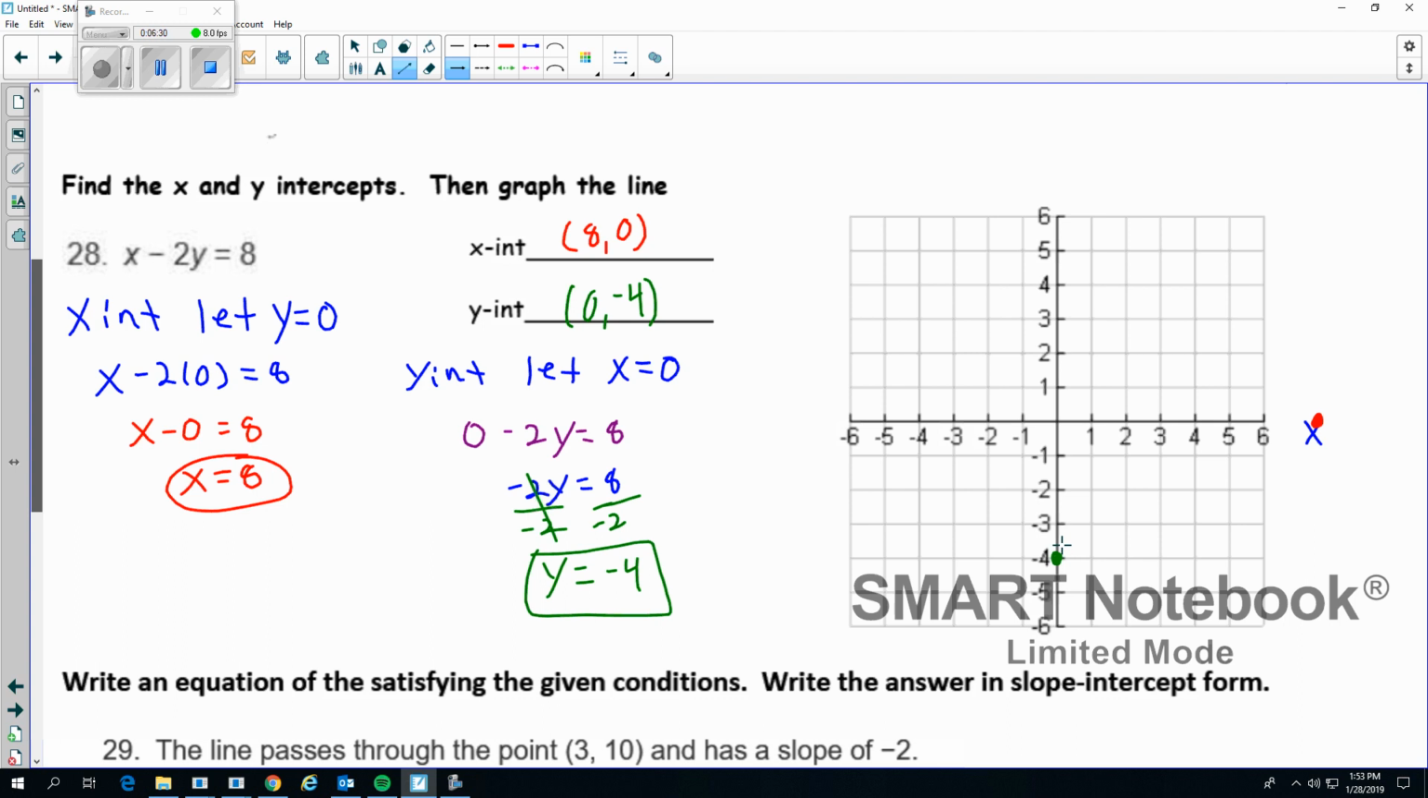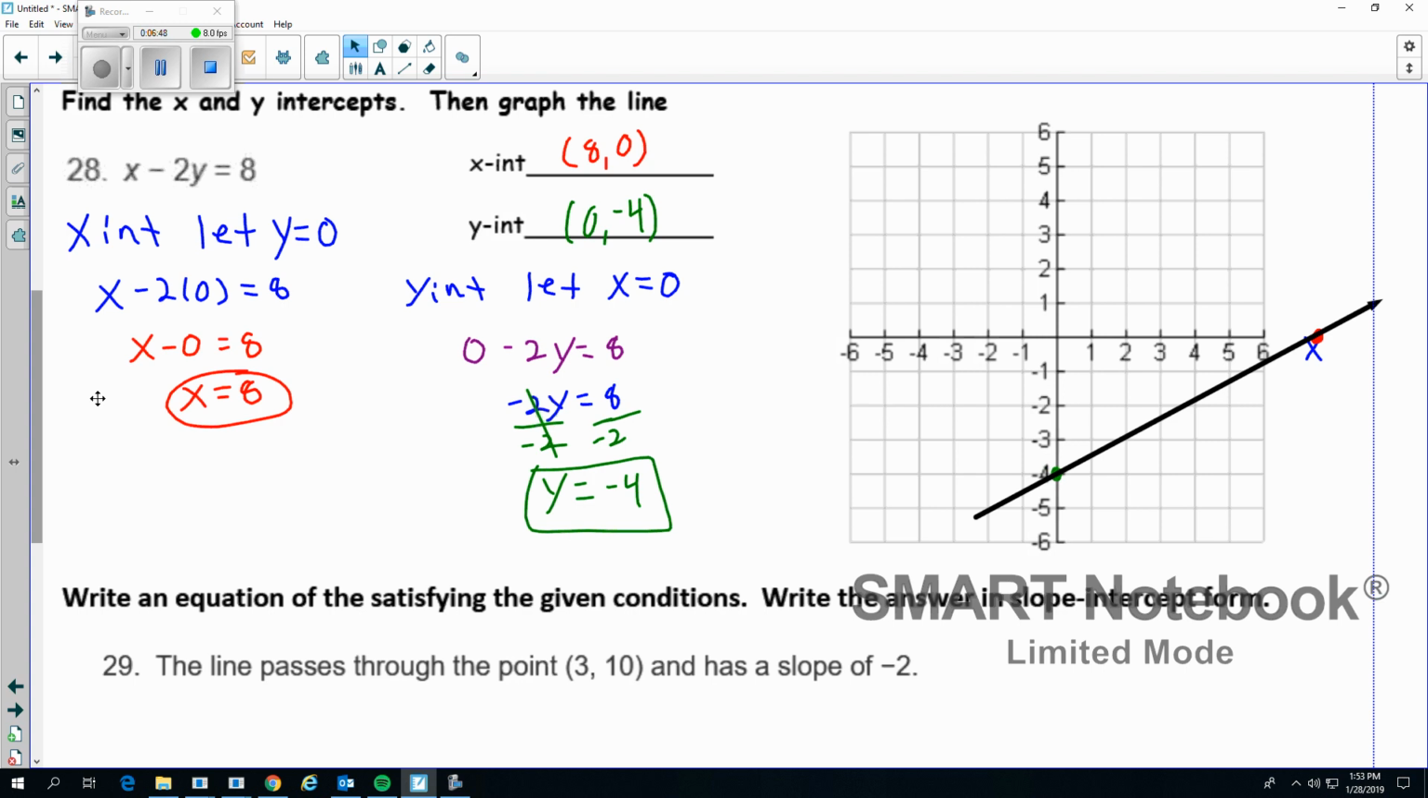And then we'll go ahead and connect the dots. And let's clean that up a little bit. All right, so that kind of reviewed finding x and y intercepts, and then we just went ahead and used those points to help graph on that one.